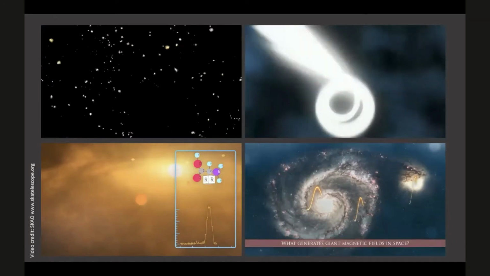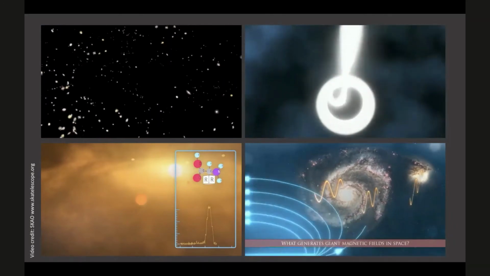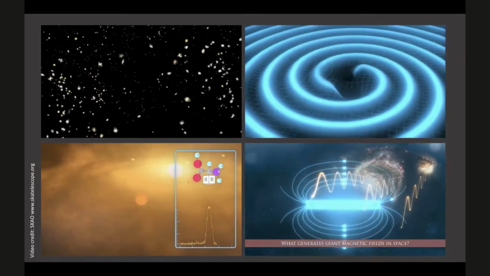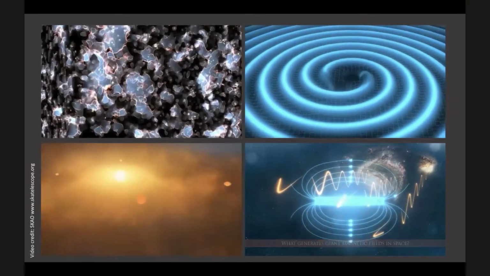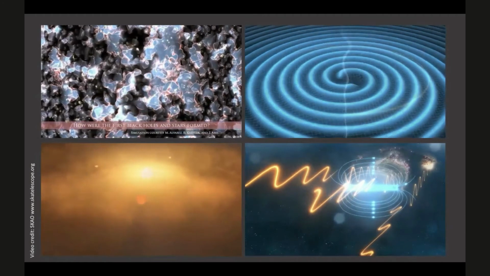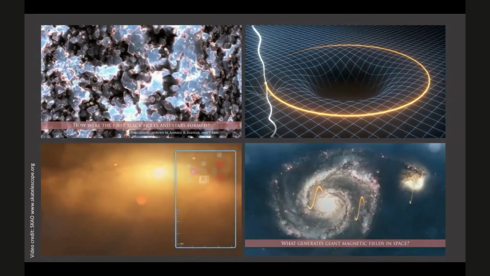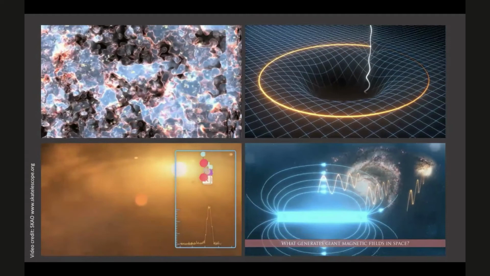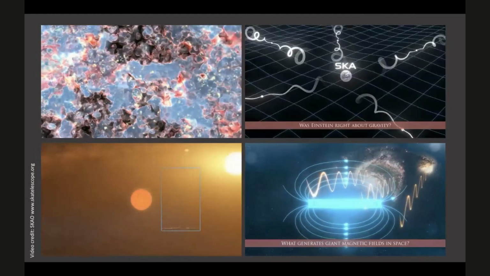More fundamentally, perhaps, understanding where cosmic magnetic fields come from, and then something that relates a bit more closely to our own humanity. Are we alone in the universe? And we can answer this by looking at chemical and molecular signatures in radio spectra that might help us to identify life on other planets.